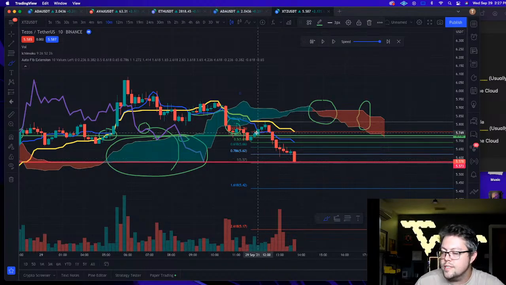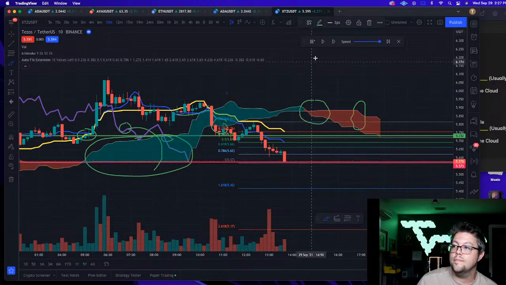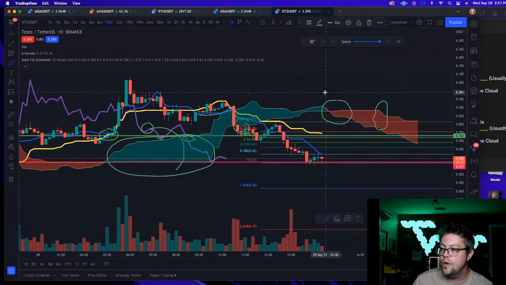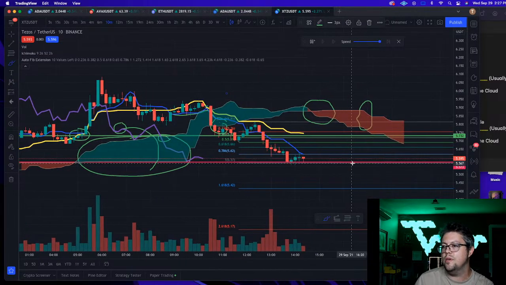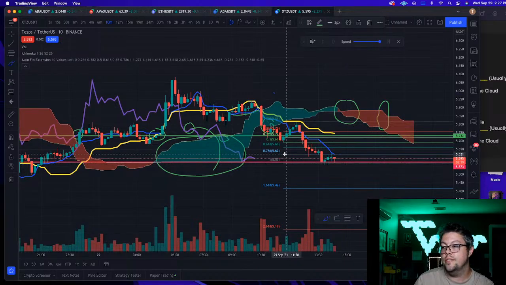So our price is just hanging out outside of it. Our cloud is staying huge. And our stop loss. We're at our stop loss. Look at that. Yeah, so let's see what happens. Okay, so we just got outside of the stop loss. I mean, that's crazy.